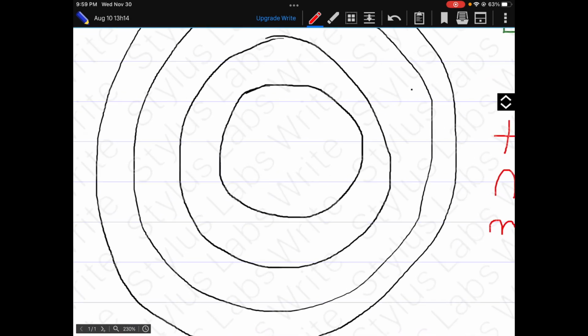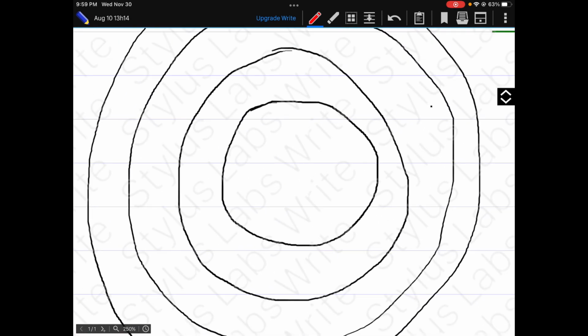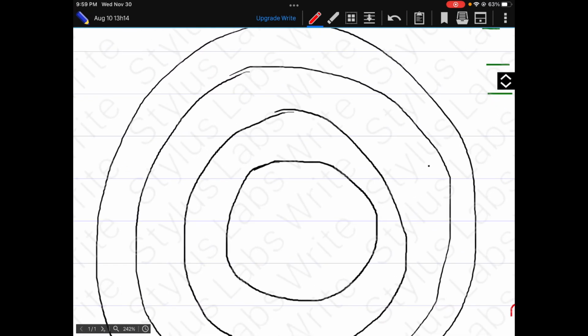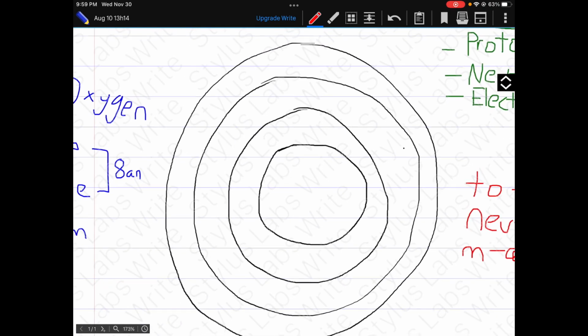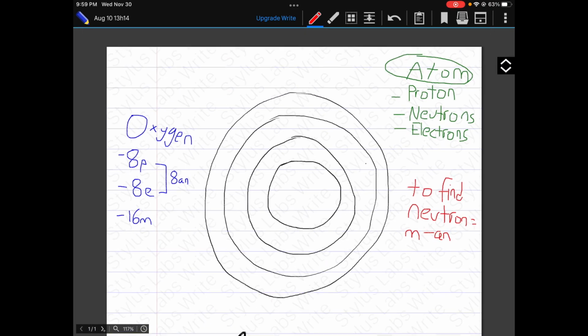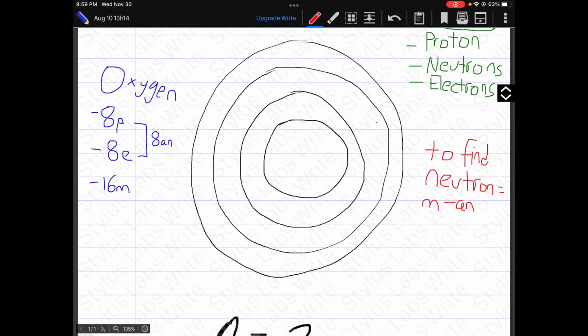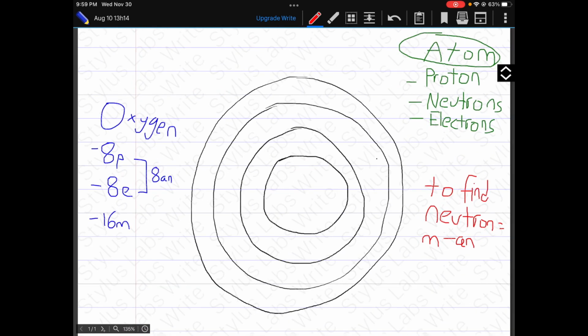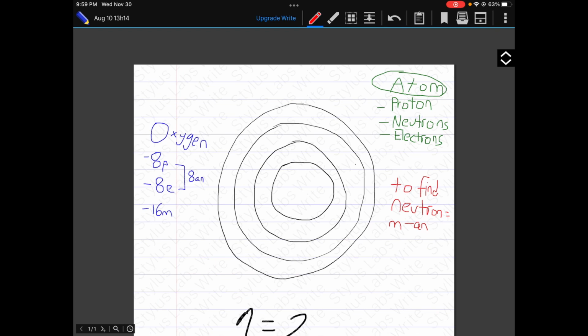Well, the smallest circle that you see inside, that is the nucleus. That is where all your protons and neutrons go. Meanwhile, all these other circles that you see on the edges, these are the orbitals which house the electrons. So that is a Bohr diagram and its relationship to the actual atom. Now you might be wondering, how exactly do you use this Bohr diagram? Well, I have a perfect example for that.